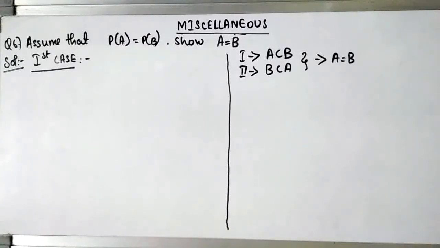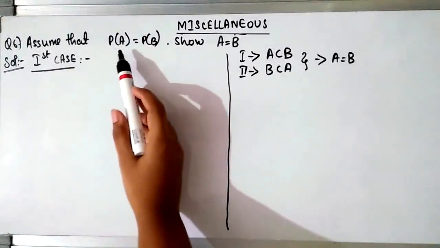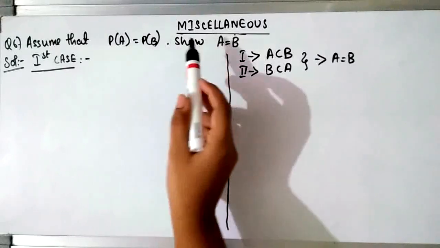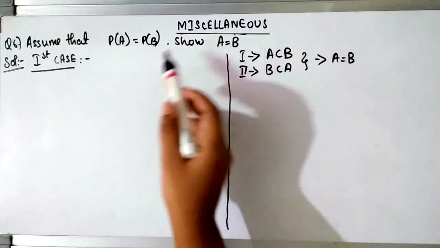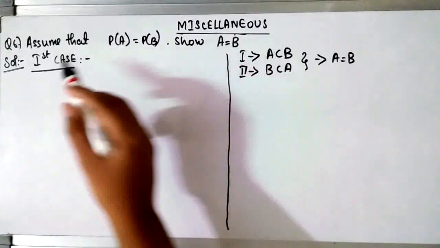Now let's see the sixth question. Now they say, assume that power of set A is equal to power of set B, and then we need to show that the set A is equal to set B. Now over here we will take two cases to prove this.